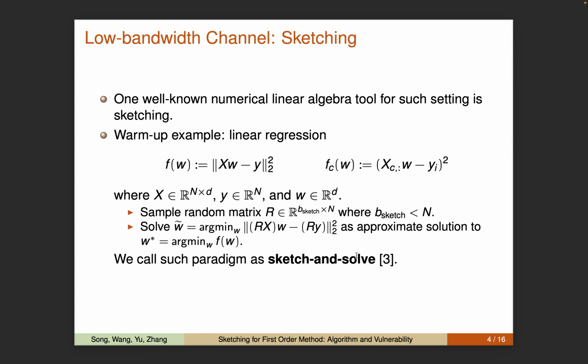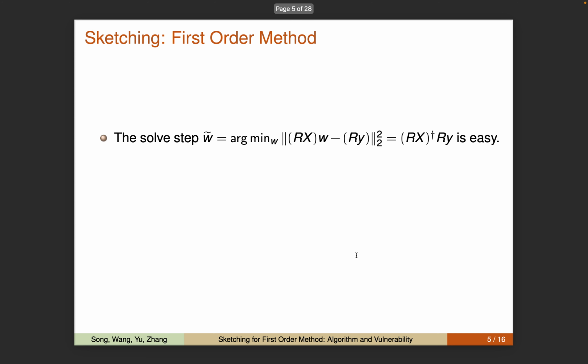For this case, what we do using sketching is to sample a random matrix R of size B_sketch by n, where B_sketch is much smaller than n. Instead of solving the global objective, we multiply this random matrix with the large matrix X, and we solve this sketched regression problem instead. This is the so-called sketch-and-solve paradigm.